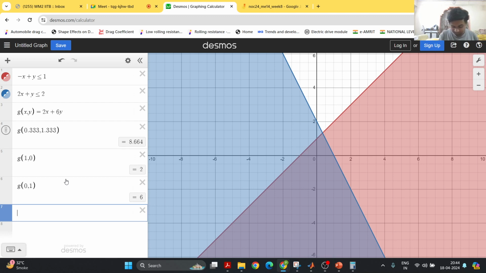So our answer now is going to be 6 for a 0 1, right? Or no, I'm not able to see. Yeah, so the corner answer will be this corner point, 0.33 and 1.33.